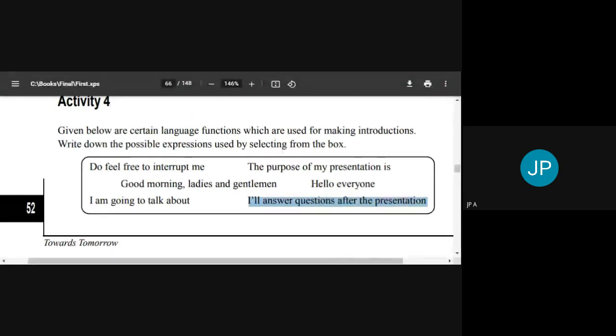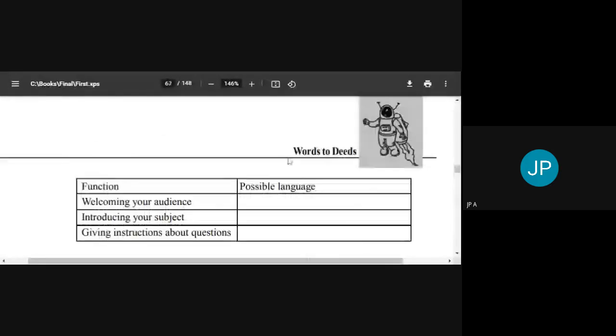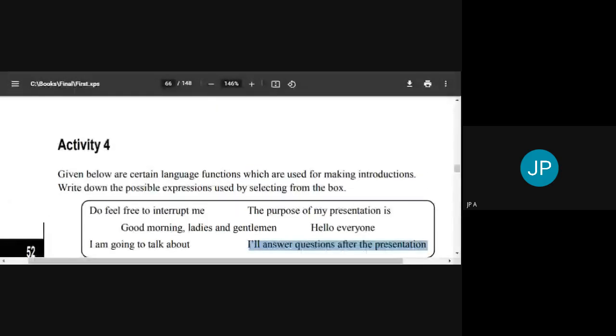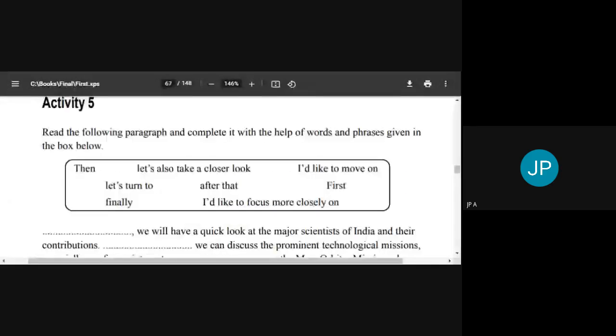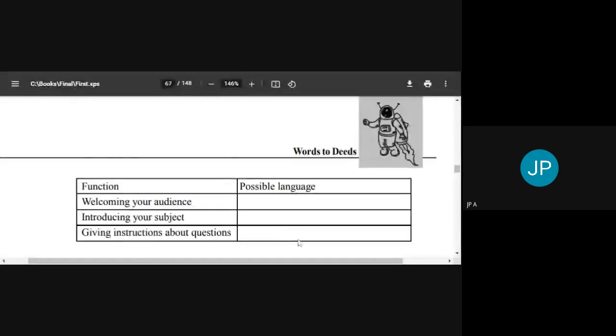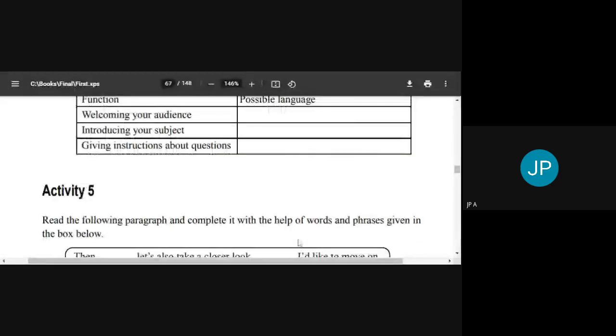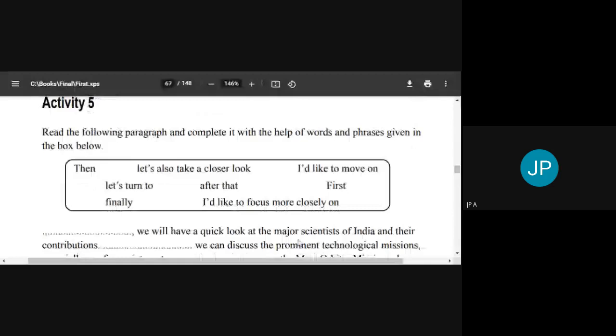Then, those are the possible language functions which we have to use. You can write it in the box. You can take from these and write here in the box. Okay. And there is a sample introduction in activity 5.